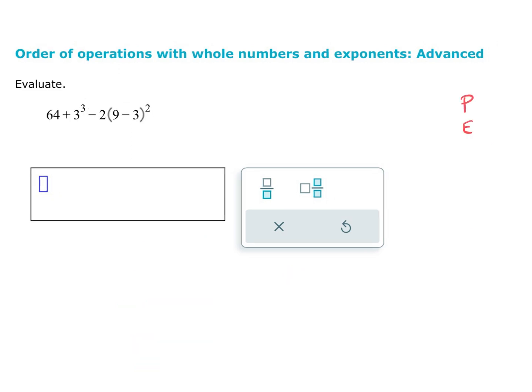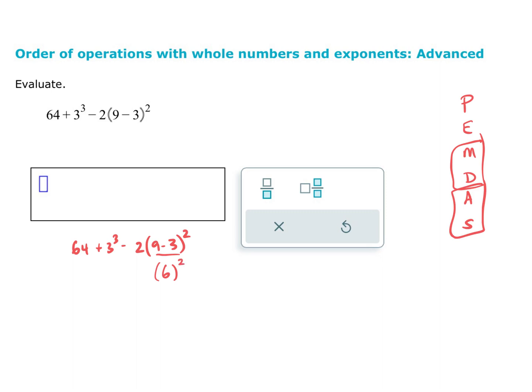Another example. Again, let me rewrite PEMDAS. We have 64 plus 3 cubed minus 2 times the quantity 9 minus 3 and the whole quantity squared. We're going to look for parentheses first. So here is our parentheses. We're going to do what's in the parentheses first. So 9 minus 3 is 6. I'm still putting the parentheses there with the squared there, and the reason I'm doing that is because I want to make it clear that I'm multiplying the 2 times what's in the parentheses eventually.